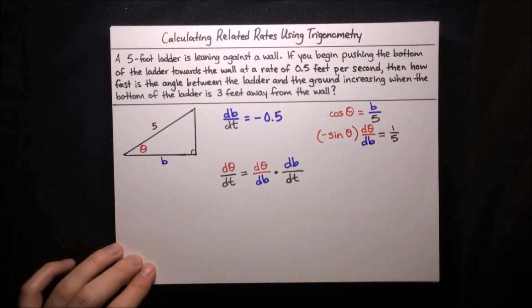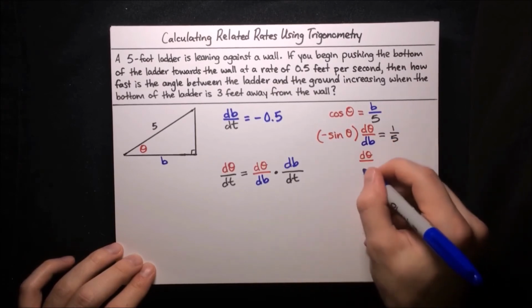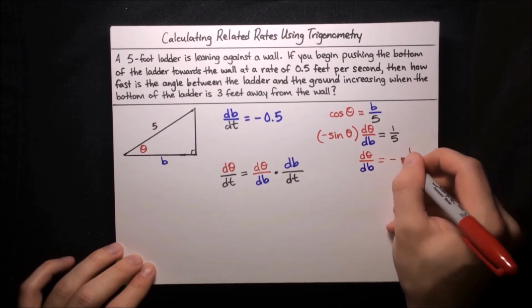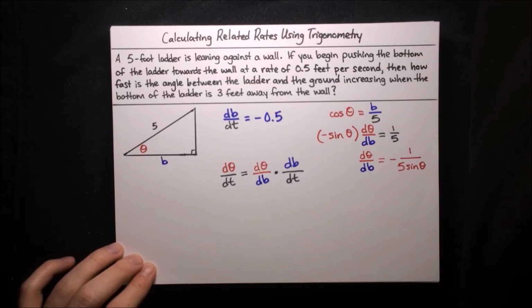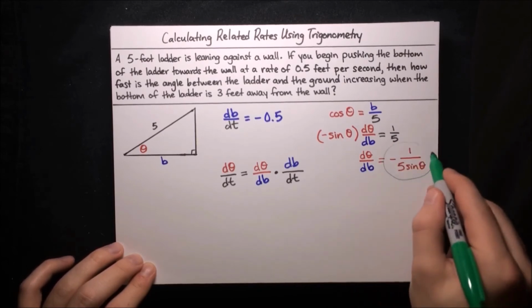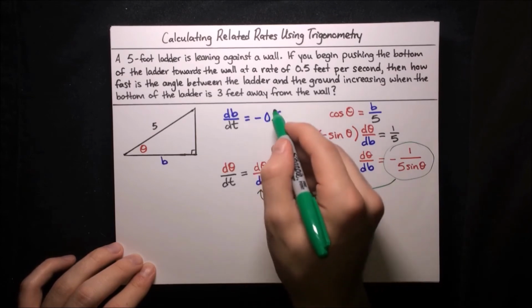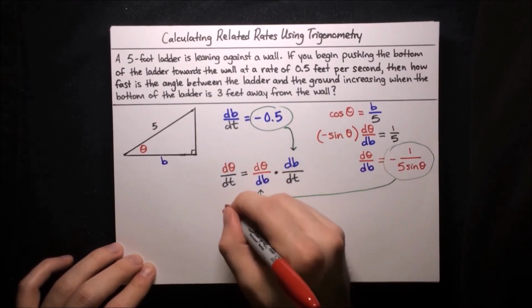So solving for d theta/db, we just divide out by that negative sign and we get that d theta/db is equal to negative 1/5 sine theta. So there we go. That's what we can stick in for d theta/db. Put that in here. And then db/dt is negative 0.5. Put that in here.